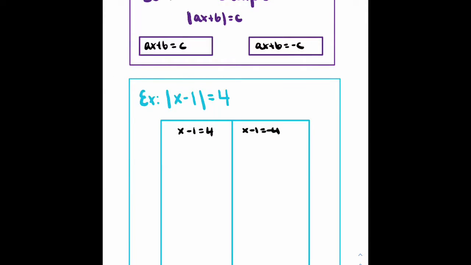Let's do a written one. The absolute value of x minus 1 equals 4. So, x minus 1 equals 4, and x minus 1 equals -4. You will have two answers because you're solving two separate equations. Plus 1, x equals 5. Plus 1, x equals -3.